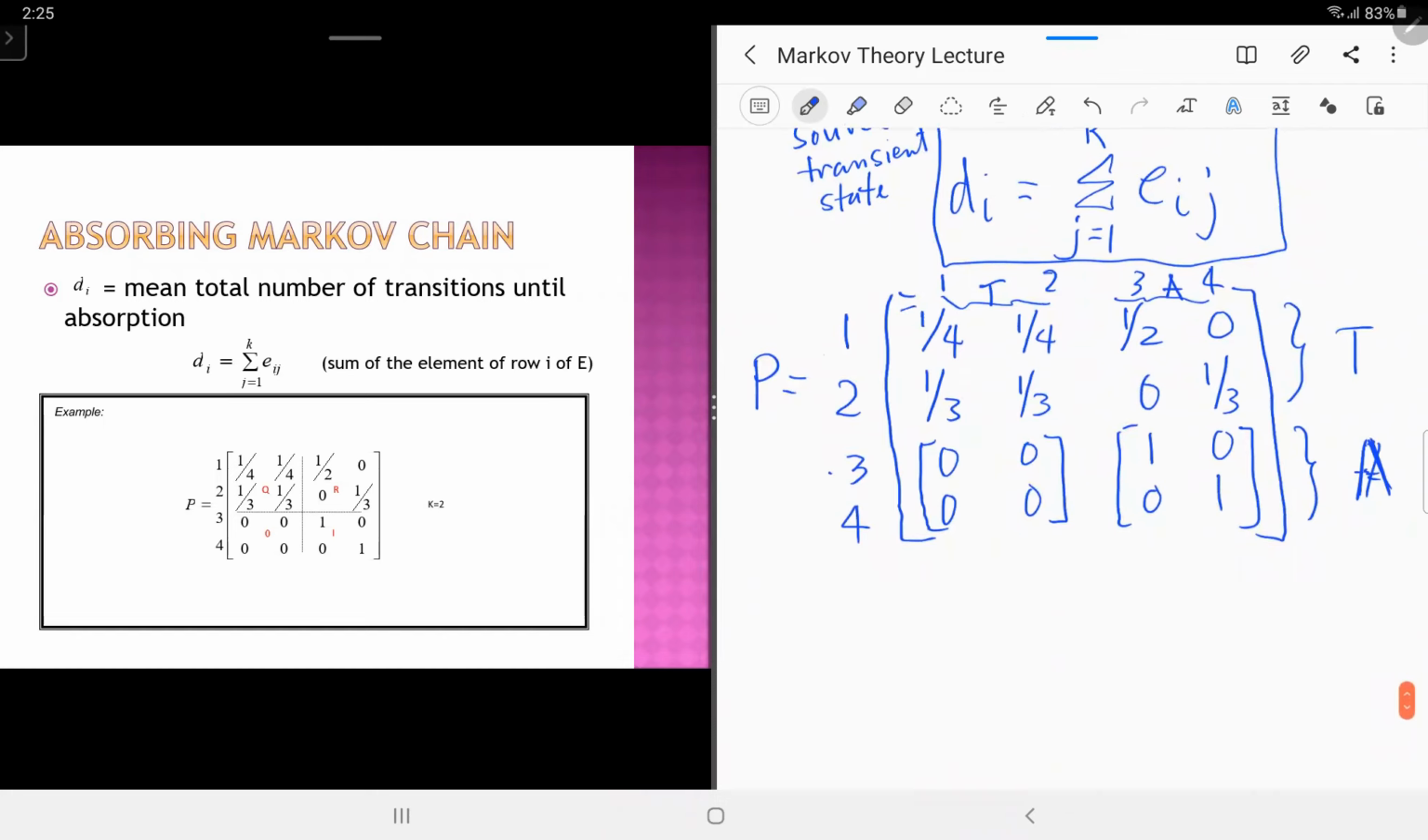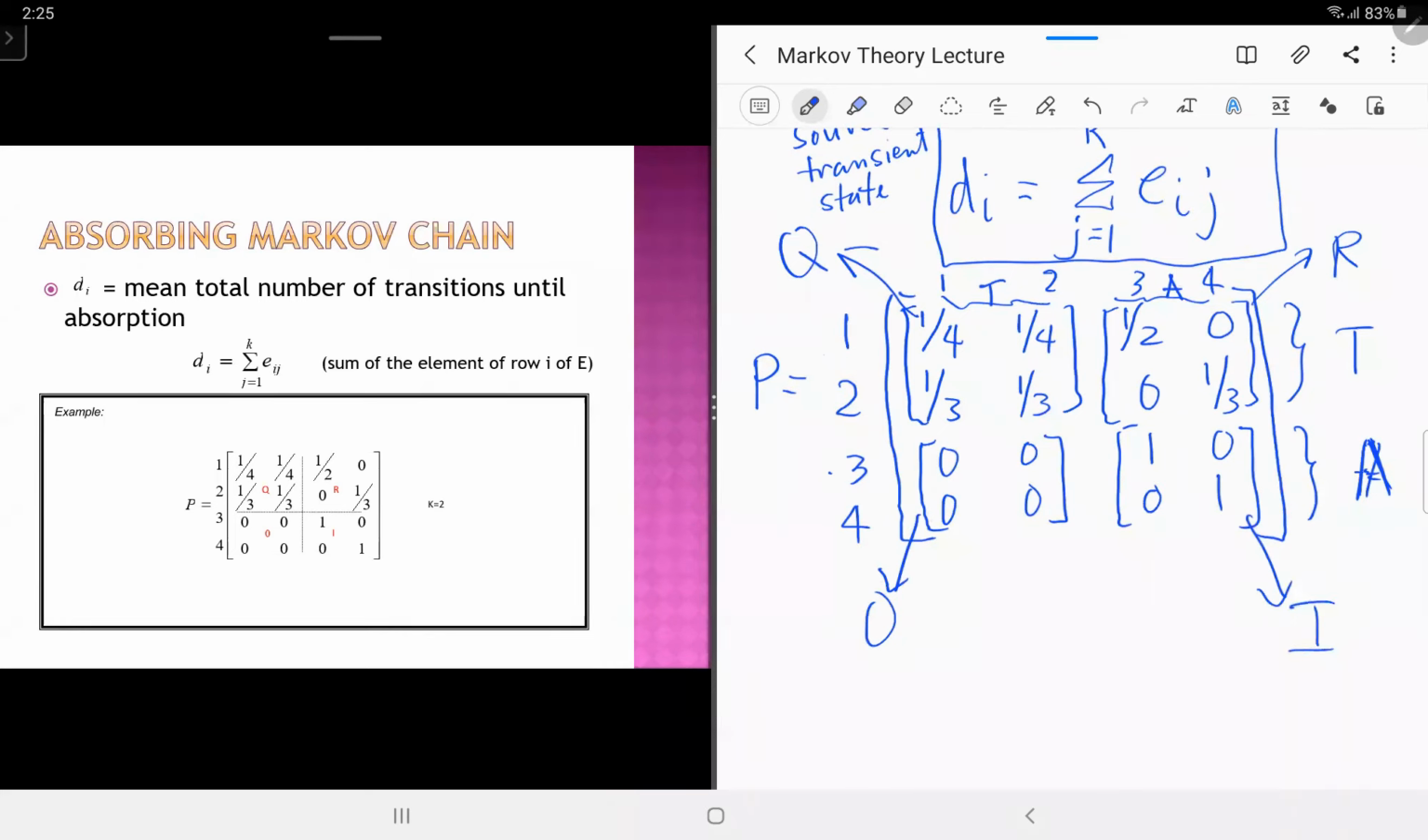Okay, this is your subquadrant Q, and this is your subquadrant R. So this is your R, this is your Q, this is your O, and this is your I.